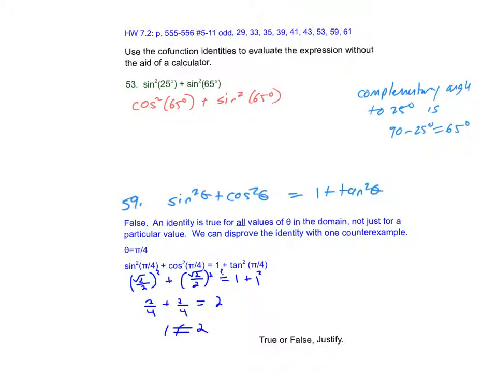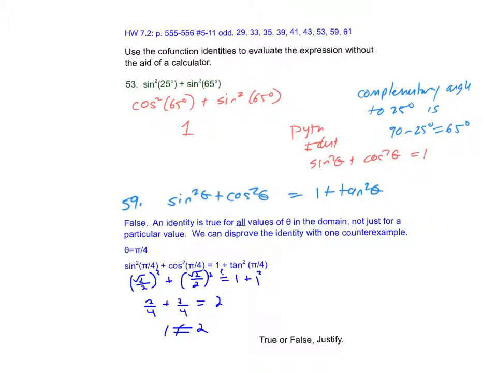And this is the Pythagorean identity, which says that sine squared theta plus cosine squared theta equals 1 for any value of theta. So 65 degrees would qualify here. So this value is 1. Now let's take a look at number 59.